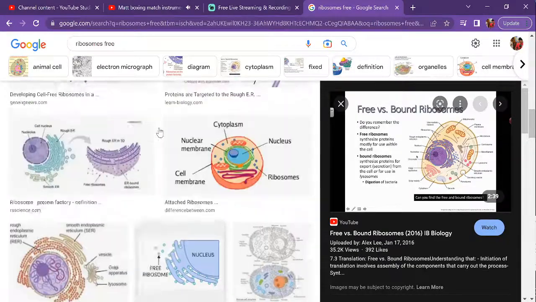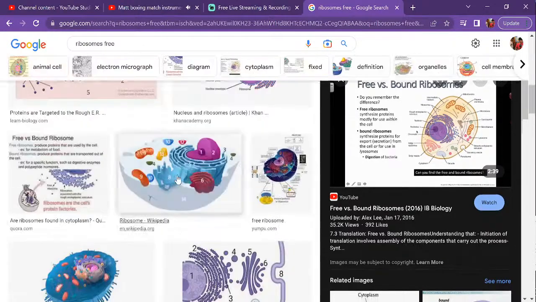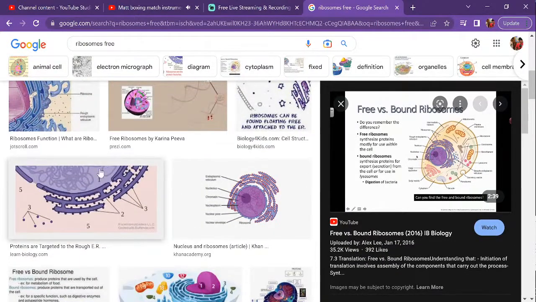These little bitty dots out right here. Don't look at this big clunky thing here yet. We're not looking at that yet. Just look at these itty bitty dots. Those are ribosomes. These little bitty dots are ribosomes. Ribosomes make proteins. All right?